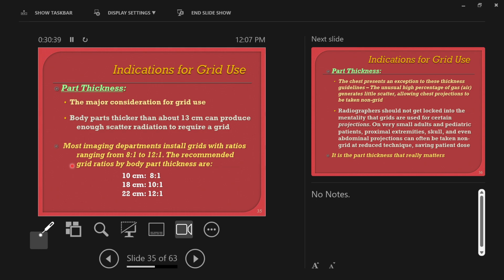Anyways, recommendations for ratio based on thickness. For 10 centimeter thick body parts, an 8-to-1 grid is useful. Thicker body parts are going to scatter more, so higher grid ratios to absorb more scatter. 10-to-1 grids for things that are around 18 centimeters. 12-to-1 grids for things that are around 22 centimeters.